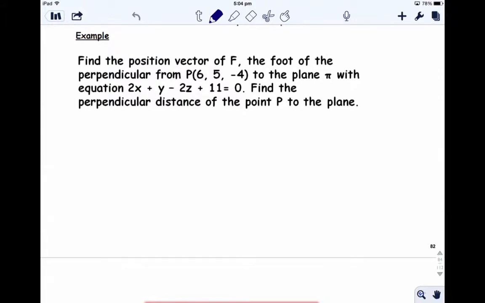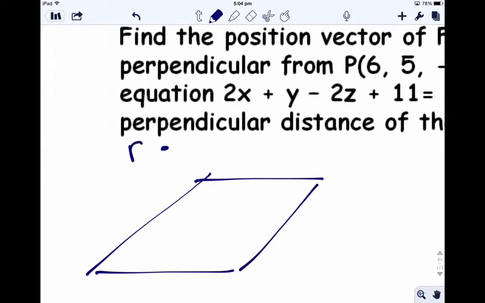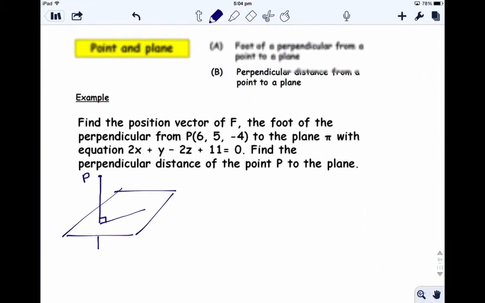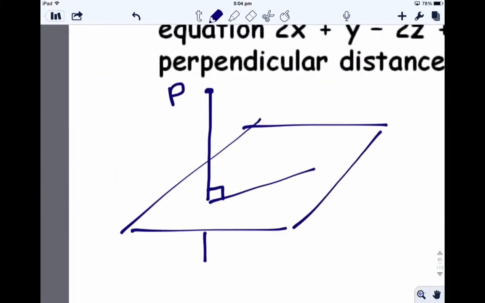Find the position vector of F, the foot of the perpendicular from that point to the plane pi with that equation there. Find the perpendicular distance of the point P to the plane. Okay. Let me draw a little diagram, which kind of helps, even though it's only 2-dimensional. So we've got our point up here, and this point here is P. Let's imagine we've got a line going straight down there to the plane, and that line is going to be perpendicular to the plane, and we'll call this point down here at the bottom F.